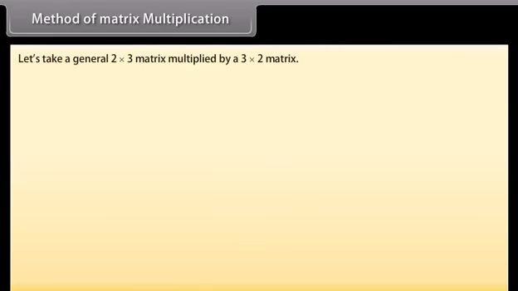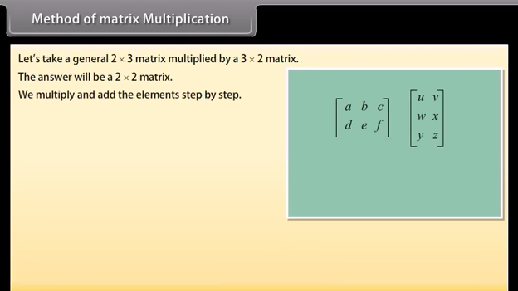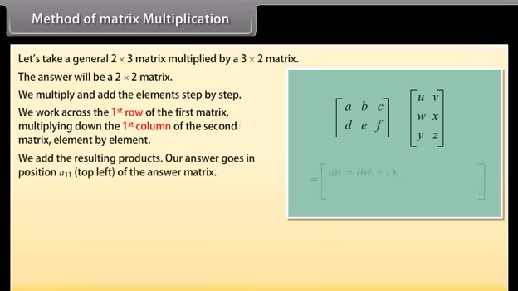Method of matrix multiplication. Let's now learn the method to multiply two matrices. Let's take a general 2 by 3 matrix multiplied by a 3 by 2 matrix. The answer will be a 2 by 2 matrix. We multiply and add the elements step by step. We work across the first row of the first matrix, multiplying down the first column of the second matrix element by element. We add the resulting products. Our answer goes in position A 1 1, that is, top left of the answer matrix.